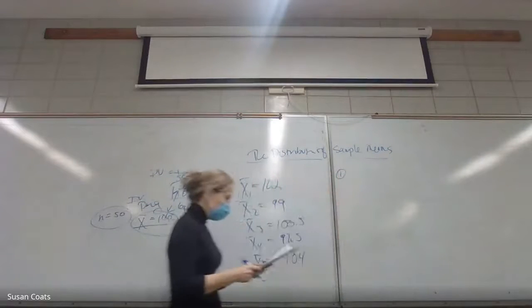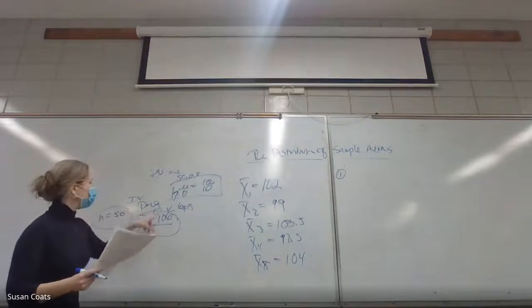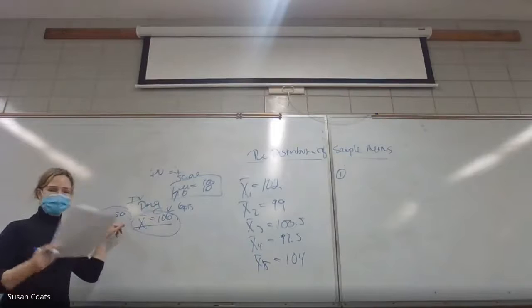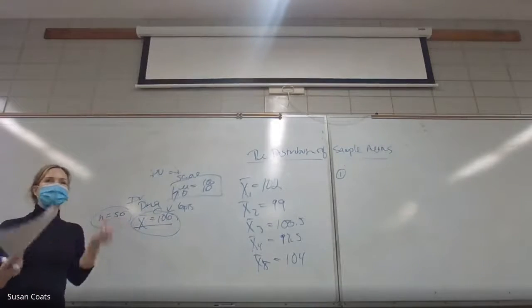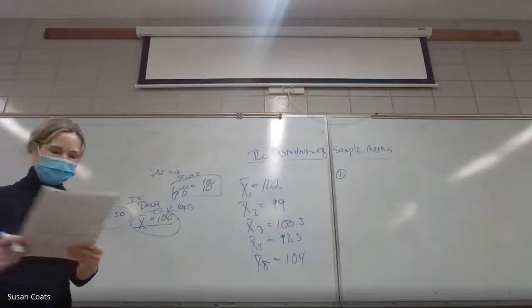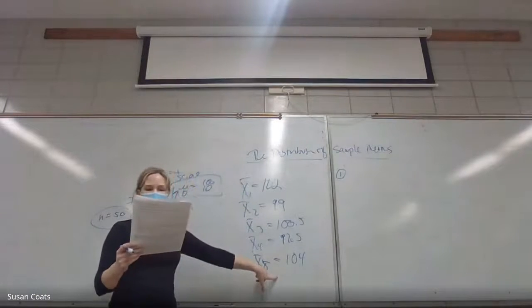The first property of the distribution of sample means is that as long as the sample size is not very small, as long as it's greater than 29, so assuming you have decent sized samples, then the distribution is normally distributed.